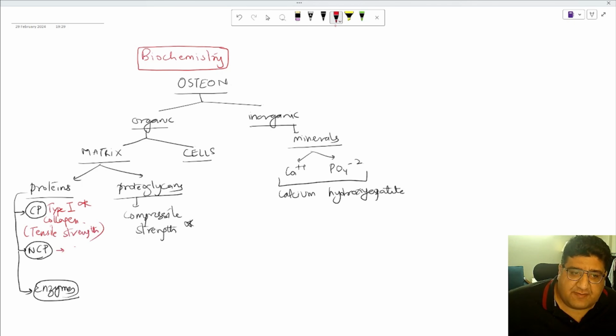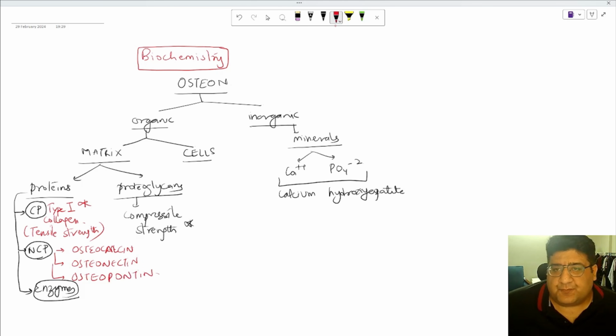As far as non-collagenous proteins are concerned, you should remember the names of osteocalcin and osteonectin. Some people even say that osteopontin is also very important. If you can remember it, that's good. If you can't, that's even better. Nobody will ever ask you. As far as enzymes are concerned, there is only one enzyme that we need to discuss here, that is alkaline phosphatase. I'm sure you got a bit of a hint of what I'm talking about.